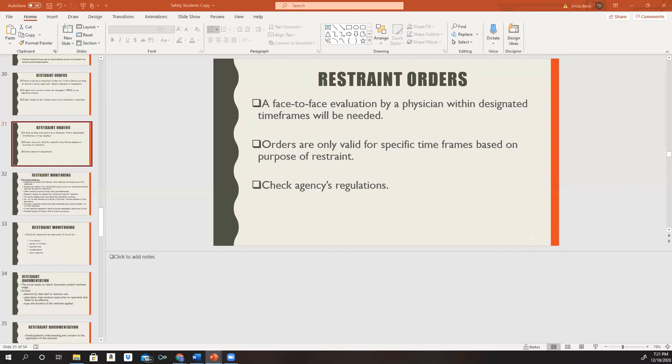After you put those restraints on, you get that order. A face-to-face evaluation by a physician within designated timeframes is essential. Each hospital or facility has its own time frame. I think it's 4 hours at my facility. That doctor has to come up and put their eyes on that patient. Orders are only valid for specific time frames based on the purpose of the restraint. We talked about that. And you're always going to want to monitor your agency's regulations.